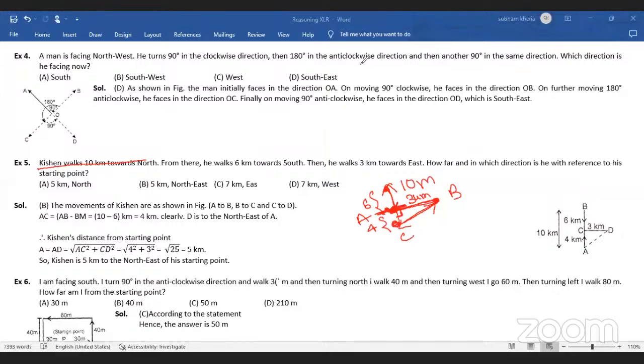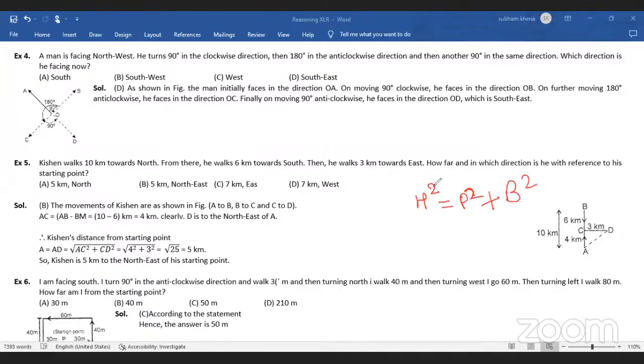Does everyone remember Pythagoras? Pythagoras was a great guy. Don't forget him, please. He did so much work for us. What did Pythagoras say? Pythagoras said H square is equal to P square plus B square.